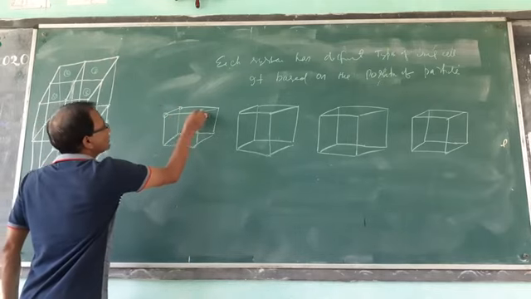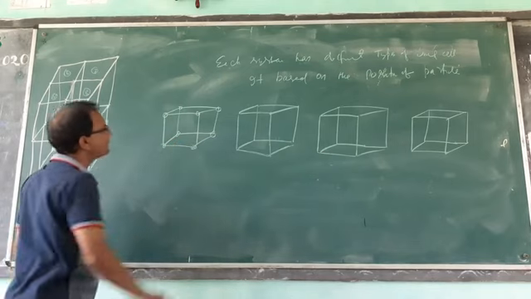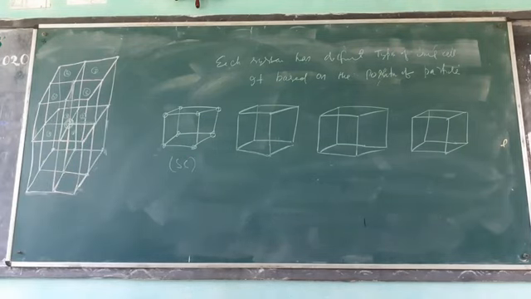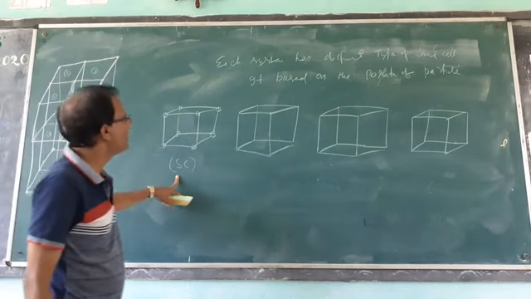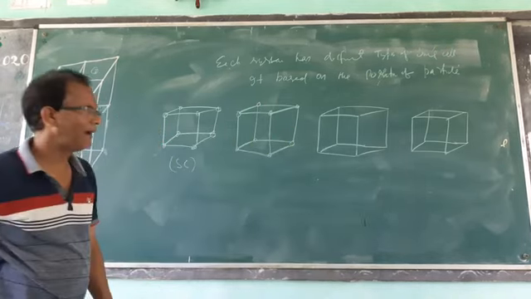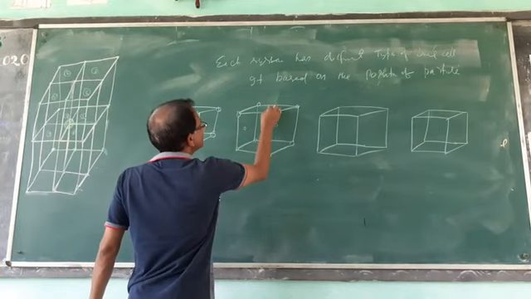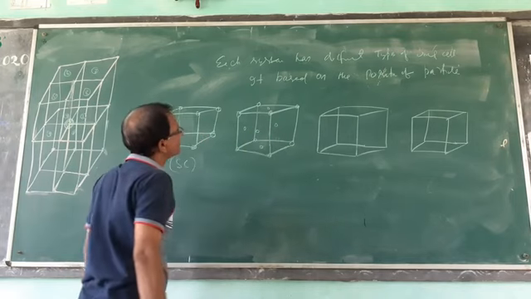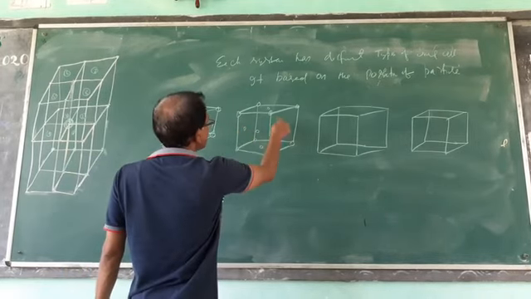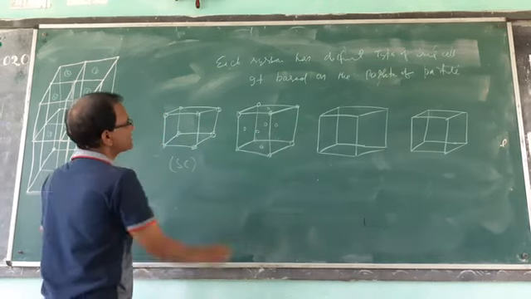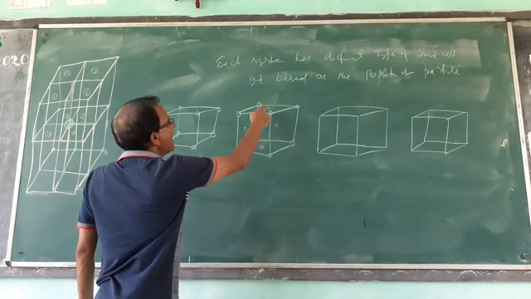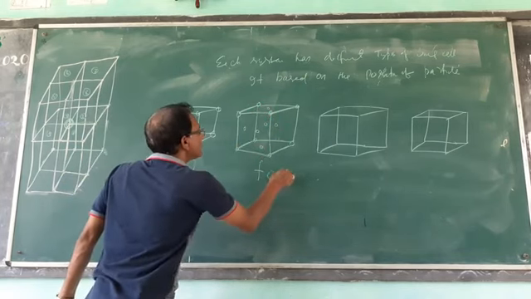If particles are occupied at the corners only, this is called simple cubic or primitive unit cell. That is, at the corners means simple cubic. If particles occupy corners and faces, a cube has six faces, so particles occupy the six faces and the corners. This is called face-centered cubic, FCC.